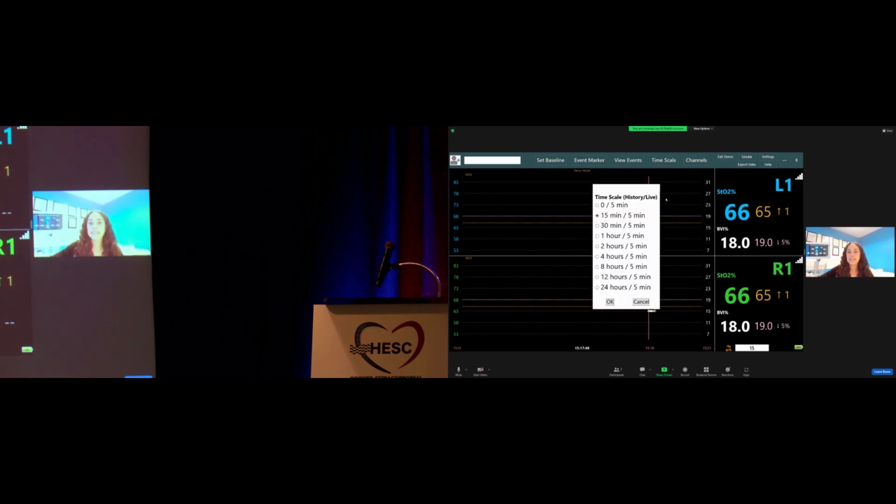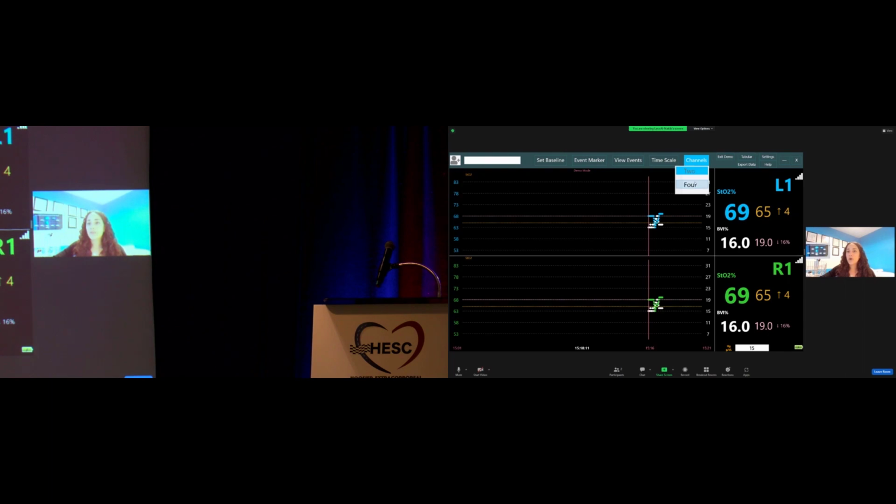And then this neat timescale option allows us to view the data at a historic 15 minutes prior, 30 minutes prior, 1 hour, and so on and so forth. And then you're also able to see up to 5 minutes of live data that is happening. I always like to keep mine at 15 to 5, but it is completely up to user preference.